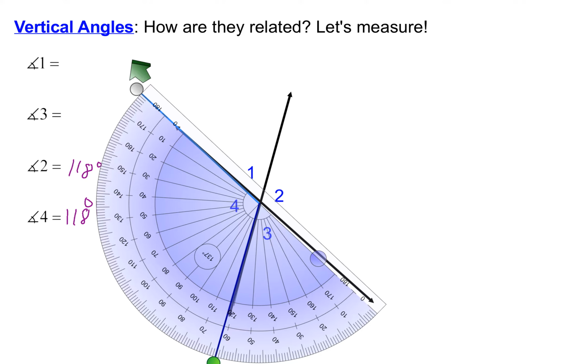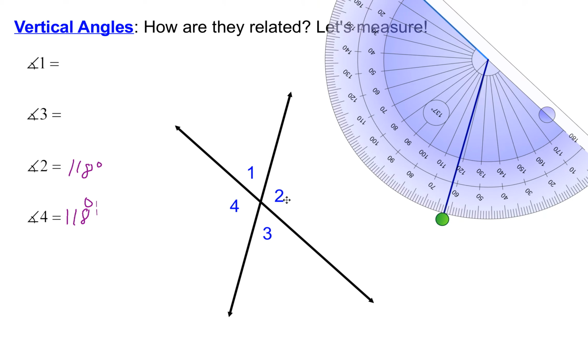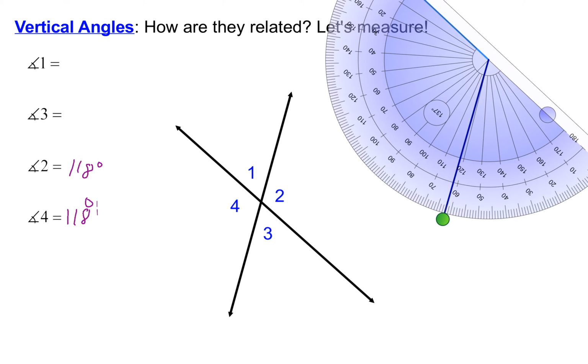Now, we know that if angle 2 is equal to 118 degrees and angles 1 and 2 form a straight angle, that means that angle 1 is going to be the supplement of angle 2. To find the supplement of angle 2, I simply subtract 118 from 180, and I will get 62. So angle 1 is 62 degrees.